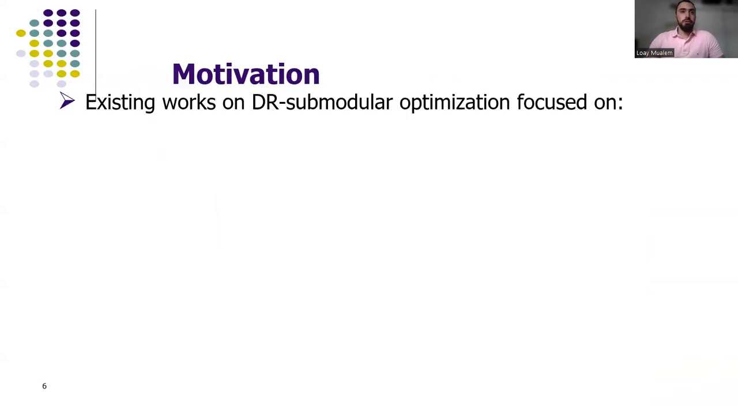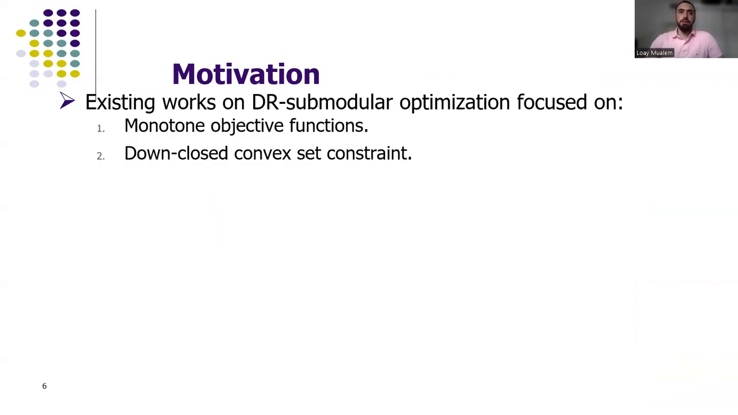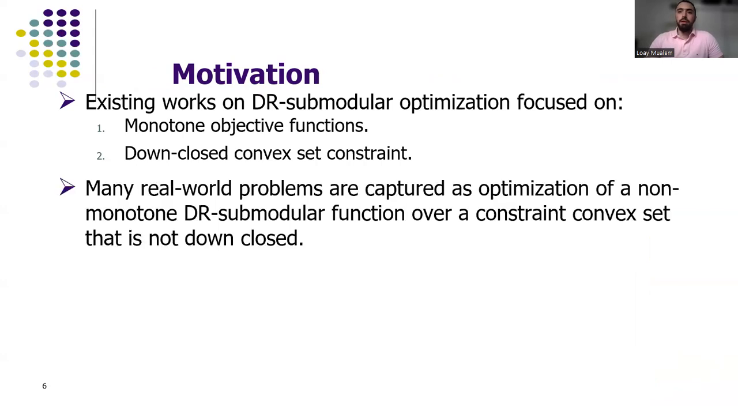All right, some motivation. Existing works on DR-submodular optimization focused on either monotone objective functions or down-closed convex set constraints. Now, many real-world problems are naturally captured as optimization of a non-monotone DR-submodular function over a constrained convex set that is not down-closed.